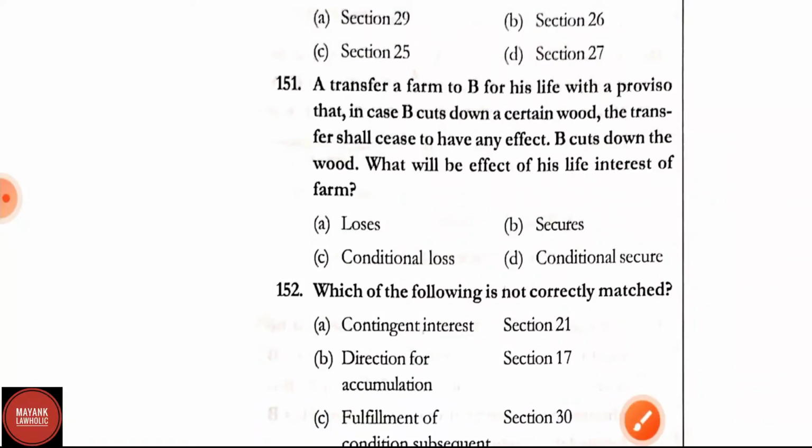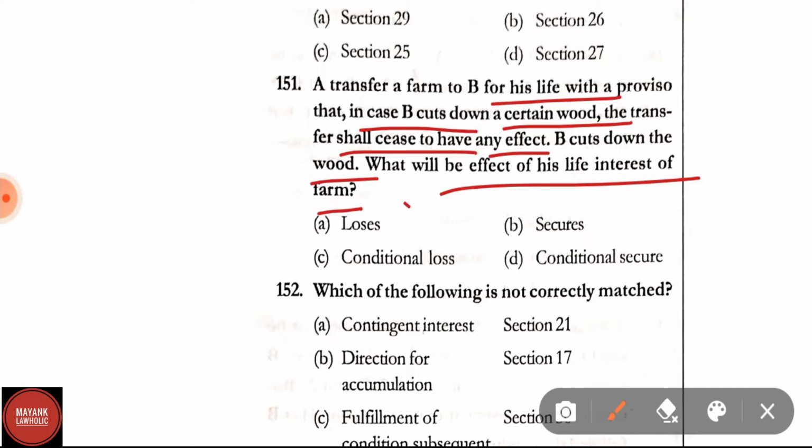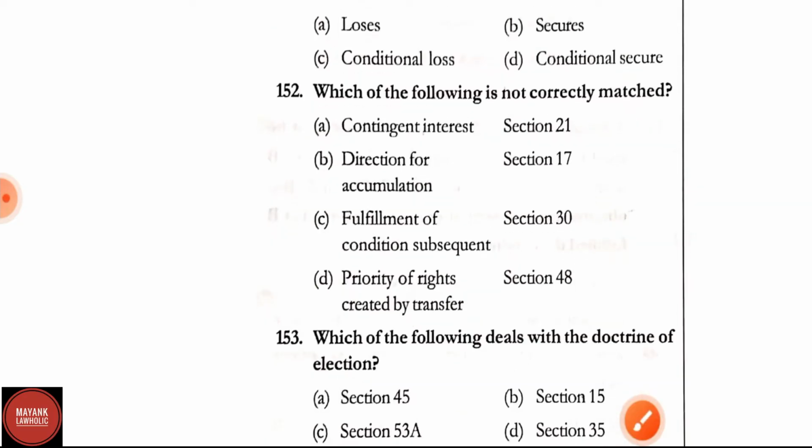Question number 151. A transfers a farm to B for his life with a proviso that in case B cuts down a certain wood, the transfer shall cease to have any effect. B cuts down the wood. What will be the effect on his life interest in the farm? Option A, loses. Option B, secures. Option C, conditional loss. Option D, conditional secures. Correct answer is option A, that is loses. Question number 152. Which one of the following is not correctly matched?